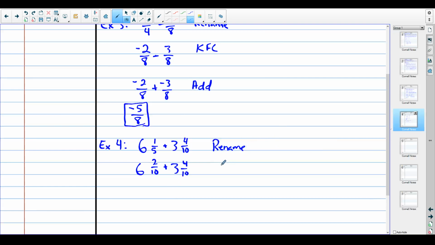Okay. And then we're going to add them together. And let's see, we can make this look a little bit more like a regular addition problem by putting them lined up like this.